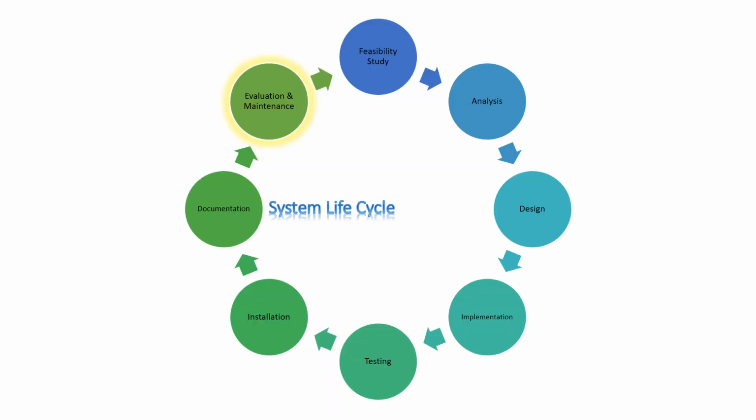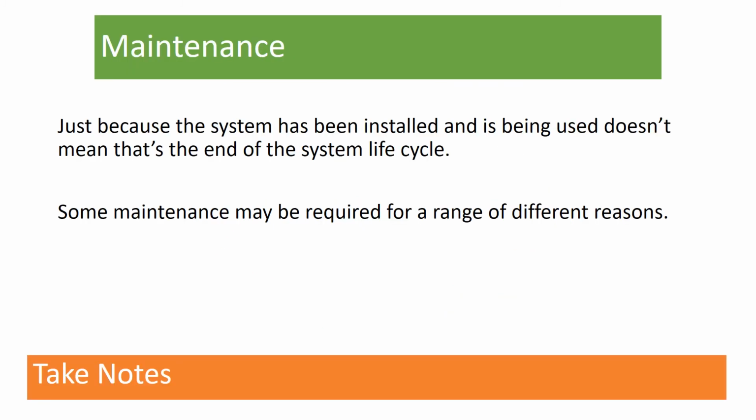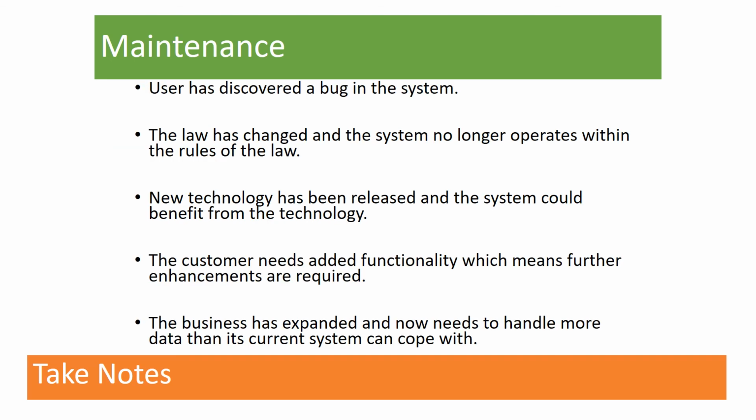Our final stage is the evaluation and maintenance stage. Now, just because a system has been installed, it doesn't mean that it's going to be the end of the actual system's life cycle. There might be maintenance that has to carry on. That might be because there's a bug or a flaw in the system, or some work practices change. Think of your phone iOS. You constantly have updates, and these address some of these issues.